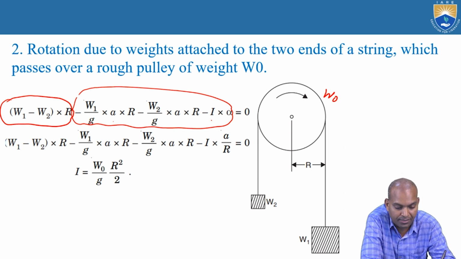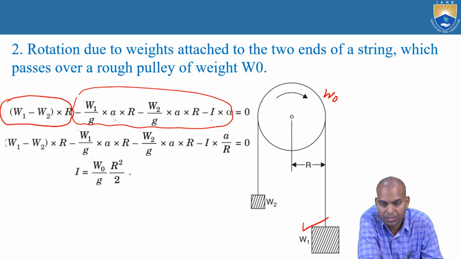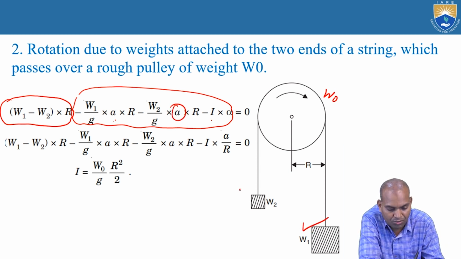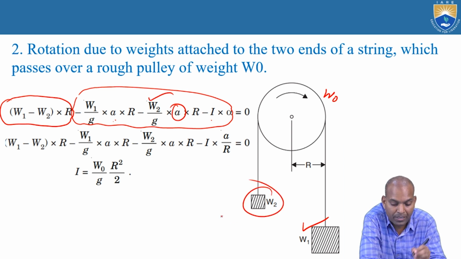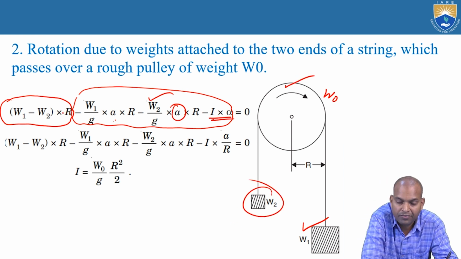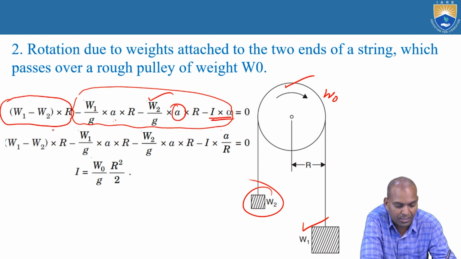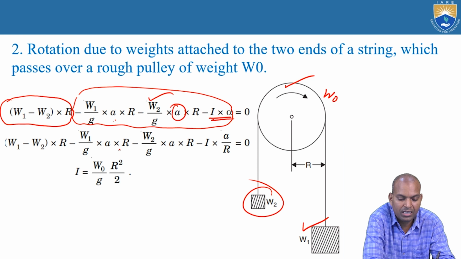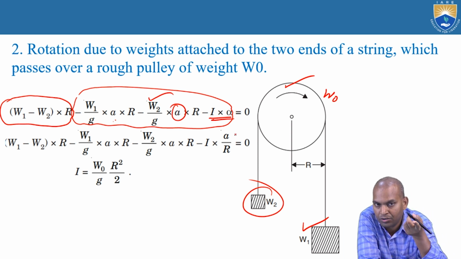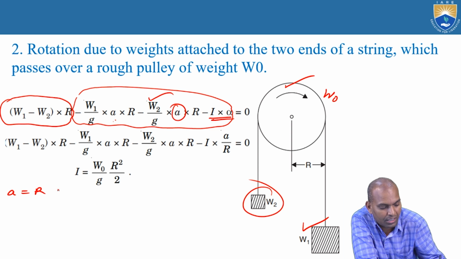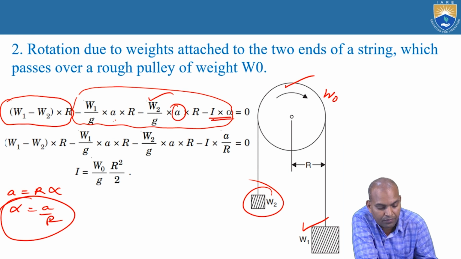If you carefully understand, the linear acceleration A is related to weight 1, and it is also related to weight 2. What about I alpha? This I alpha is related to the pulley, weight W0. So, W1 minus W2 times R, minus W1 by G, A times R, minus W2 by G, A times R, minus I times alpha. The angular acceleration is converted to linear acceleration: A equals R alpha, then alpha equals A by R. Substitute A by R in place of alpha. Now this is the final equation.